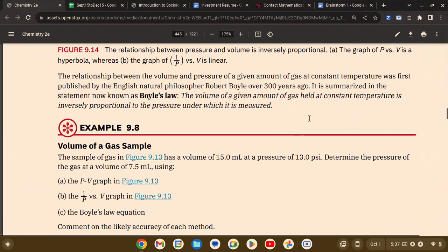The relationship between the volume and pressure of a given amount of gas at a constant temperature was first published by the English natural philosopher Robert Boyle over 300 years ago. It is summarized in the statement now known as Boyle's Law: the volume of a given amount of gas held at constant temperature is inversely proportional to the pressure under which it is measured.